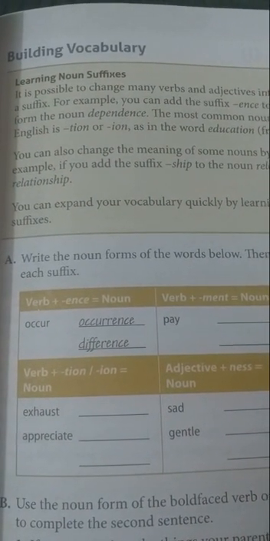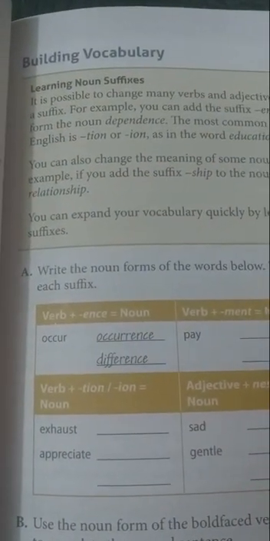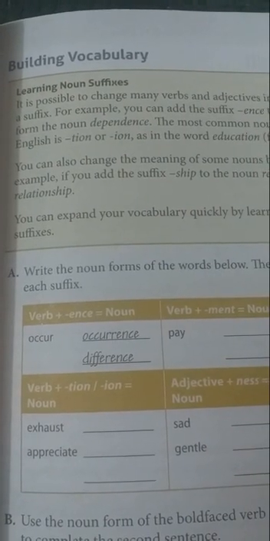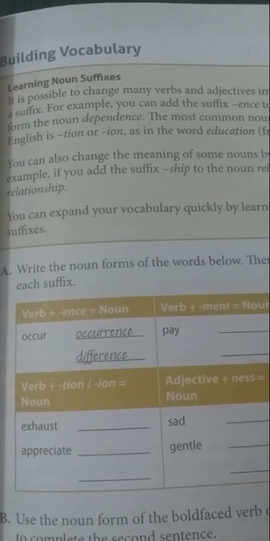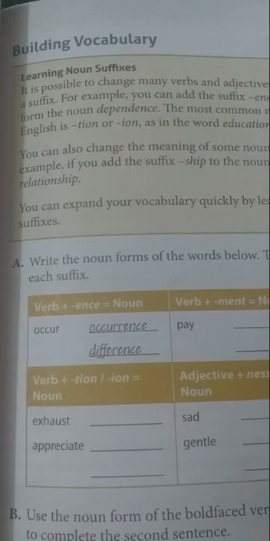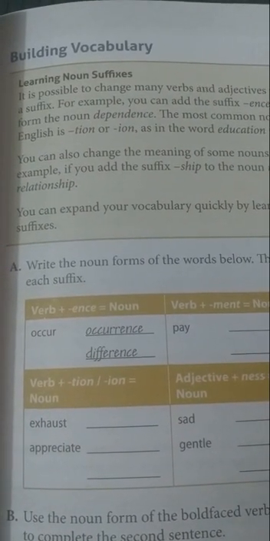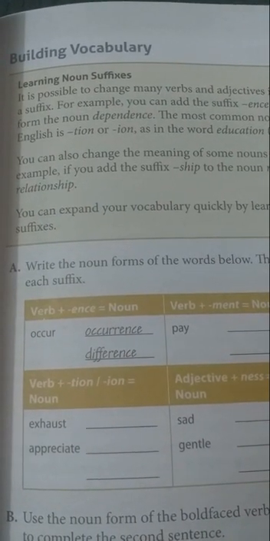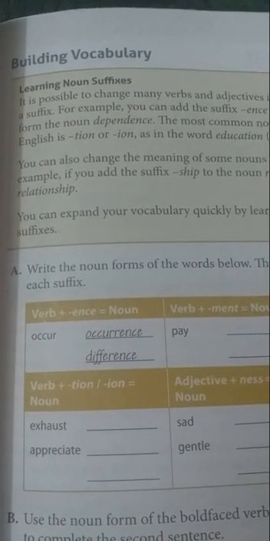Actually, this topic has been discussed earlier many times. As you know, suffixes are additions that are added to the end of words so as to form other parts of speech of the same word. For instance, when we have the word engage, by adding the suffix ment, the verb engage is changed to a noun and it becomes engagement.